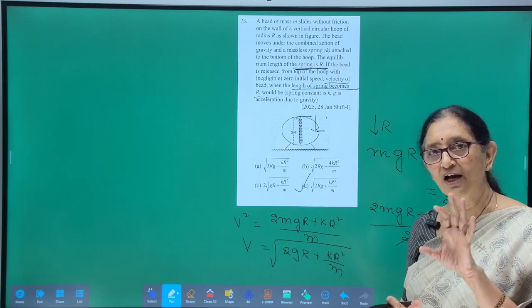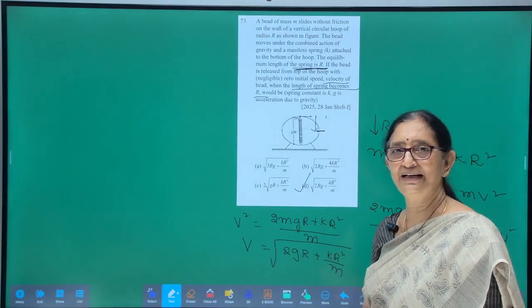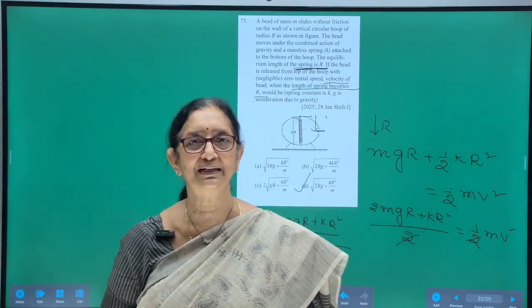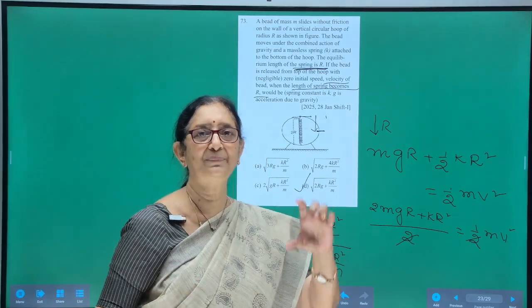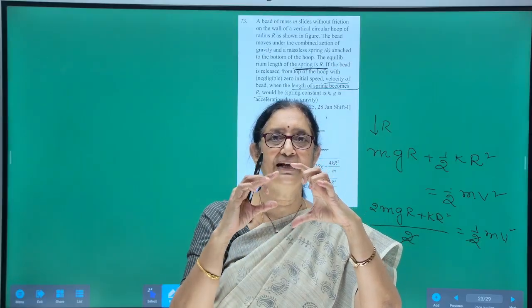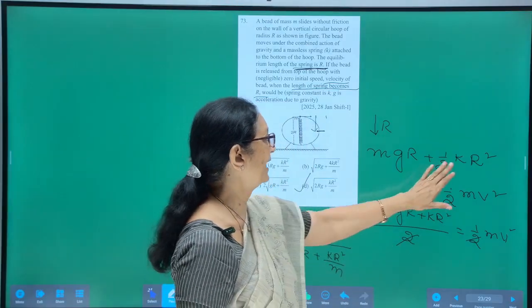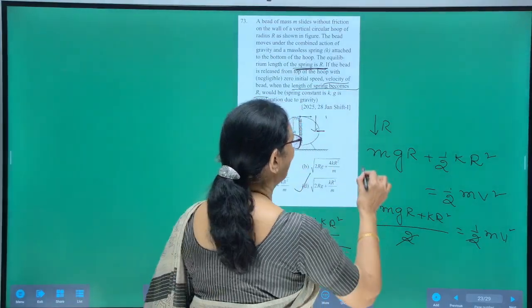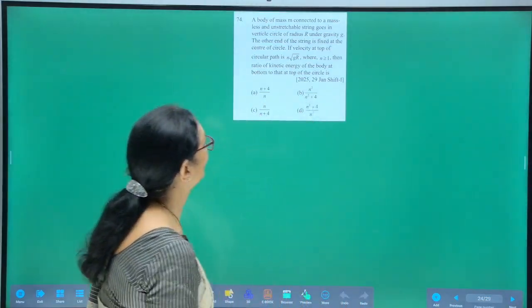So, the lost gravitational potential energy and the lost potential energy of the spring are converted into the kinetic energy of the bead as it moves from the stretched spring condition of 2R to its natural length R. So, mgR plus half kR square is half mv square. This is the idea. And look into the next problem.